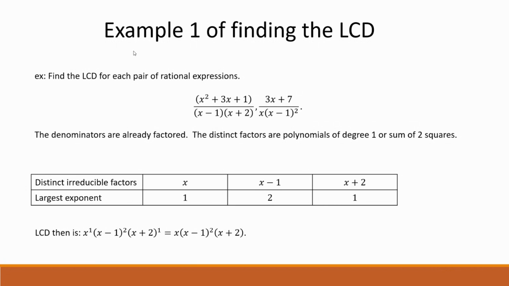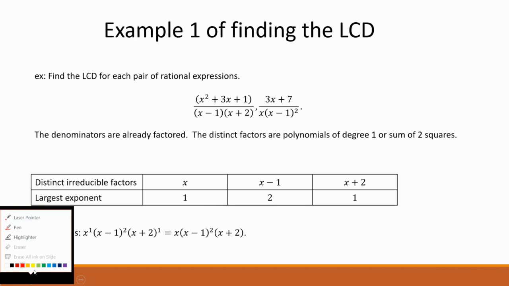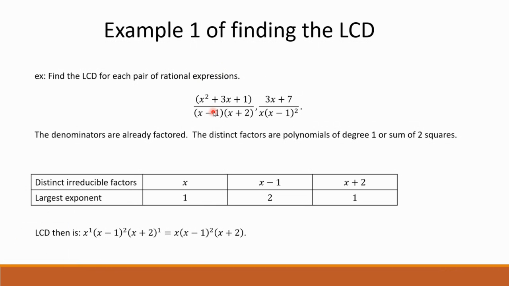Now, what are the irreducible factors? Well, we can see that we have x minus 1, that's one. We have x plus 2, that's another factor, and we have x. It doesn't really matter what order you list them in. So we have x minus 1. X minus 1's listed already, don't list it more than once. We have x plus 2.